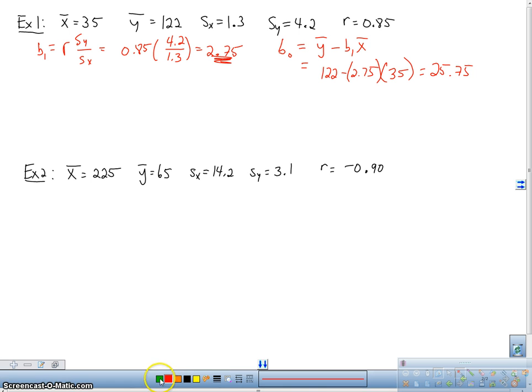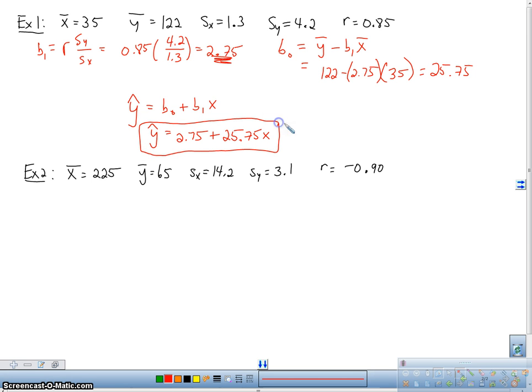Then when I put it all together, I'm going to get y hat, that's what we call it, it's got a little hat on, y hat equals b sub 0 plus b sub 1 times x. So y hat equals 25.75 plus 2.75 times x. And that will be our linear regression. Later on, when we start doing this in context, I'm going to have you write these variables in context, y and x. But for now, I just want you to compute these the correct way using the formula. All right, so why don't you try example number 2.